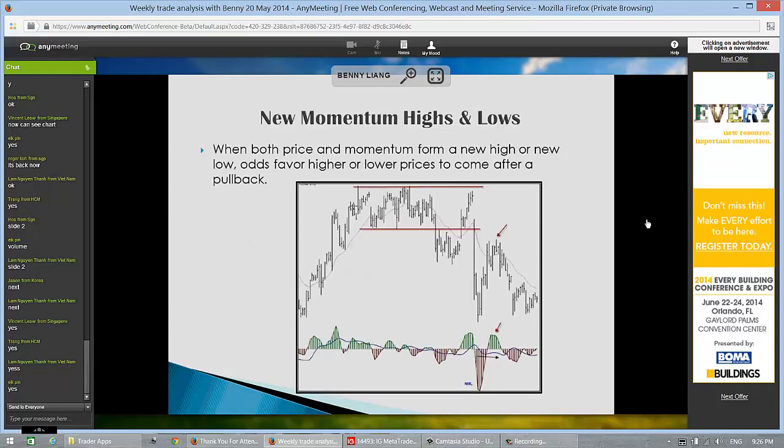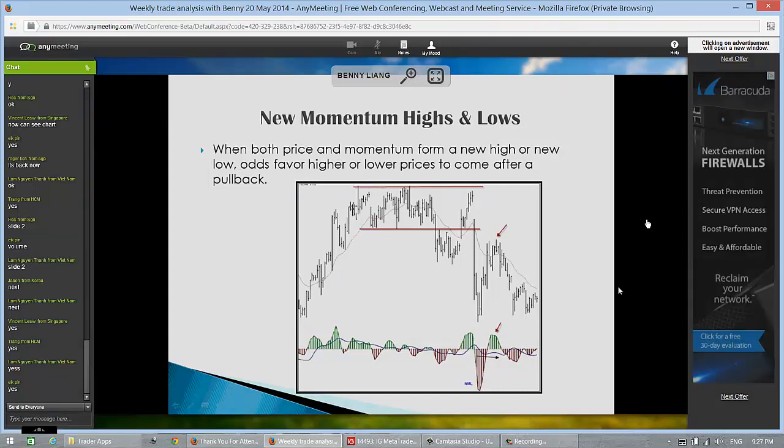Now, new momentum low. You can see when both the price and the momentum, which is the 310, form a new high or a new low, the odds favor higher or lower prices yet to come after a pullback. So you can see that we have a range market over here. The market dropped and pulled back again into the range. The next time you see this huge drop, this is called a new momentum low.